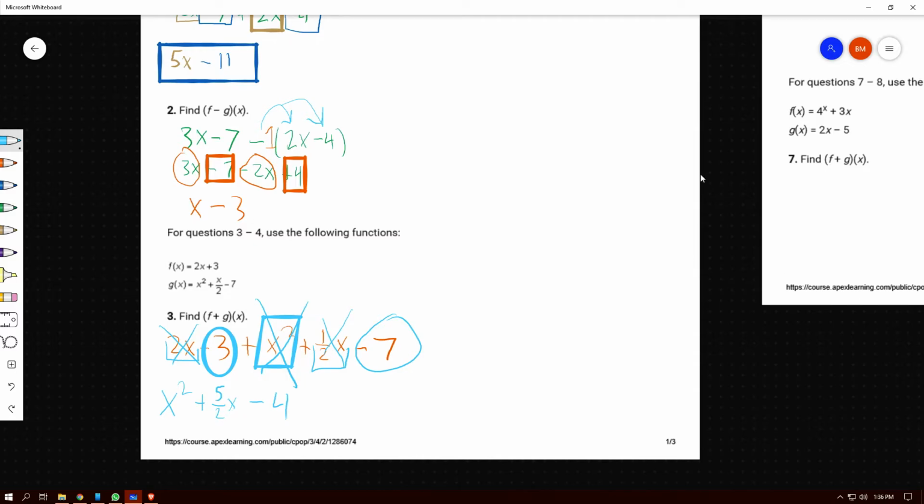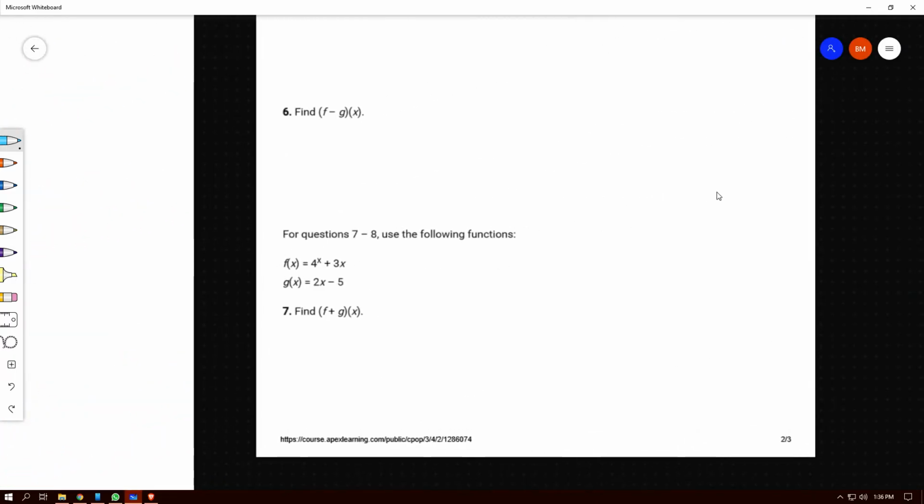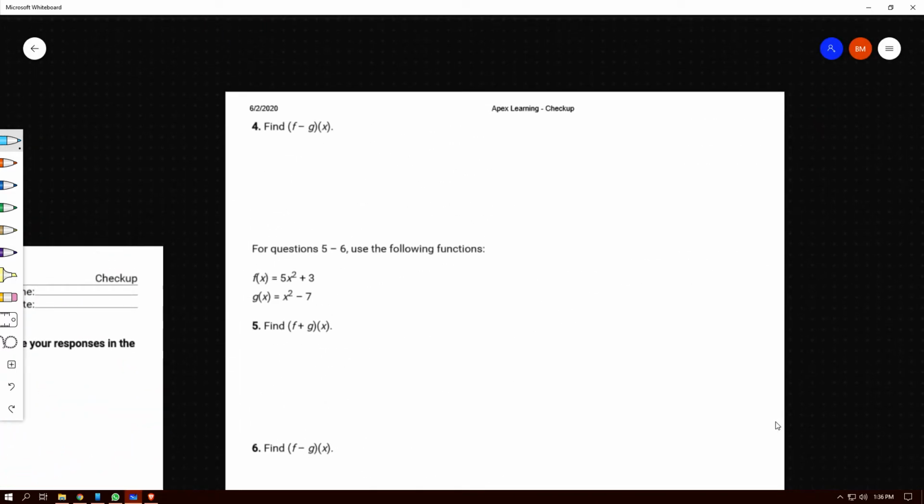Let's go to question 3. So now we've got to subtract, right? So I'm going to write my f function first. My f function was the 2x plus 3 minus, this is subtraction now, so I've got to put that parentheses that we talked about. X squared plus, again, I'm going to write it as 1/2 x minus 7.